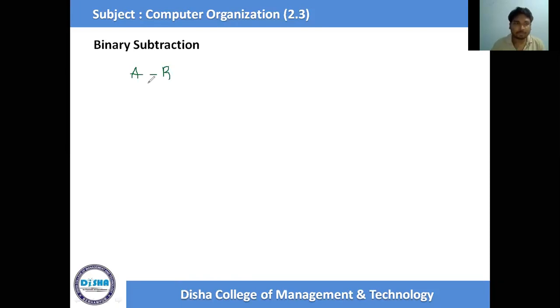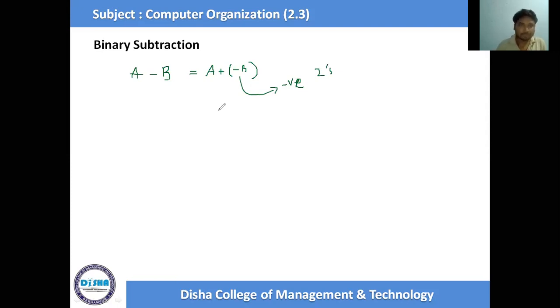In mathematics we know that A minus B can be written as A plus minus B. Both are the same. A minus B is the same as A plus of minus B. So this is the negative representation of a binary number, and we know how to evaluate the negative representation of a binary number just by using the 2's complement method.